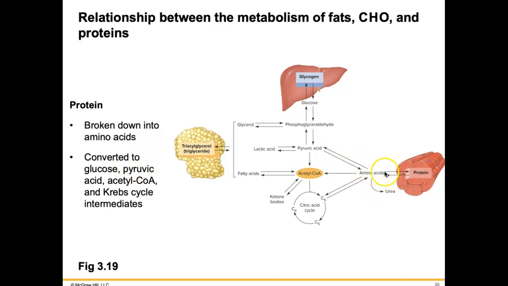So that's why we have these arrows going back and forth here. It can also be converted to pyruvic acid or acetyl-CoA if we have that alanine, and the Krebs cycle intermediates. So here we can see it transforming into a 6-carbon molecule.